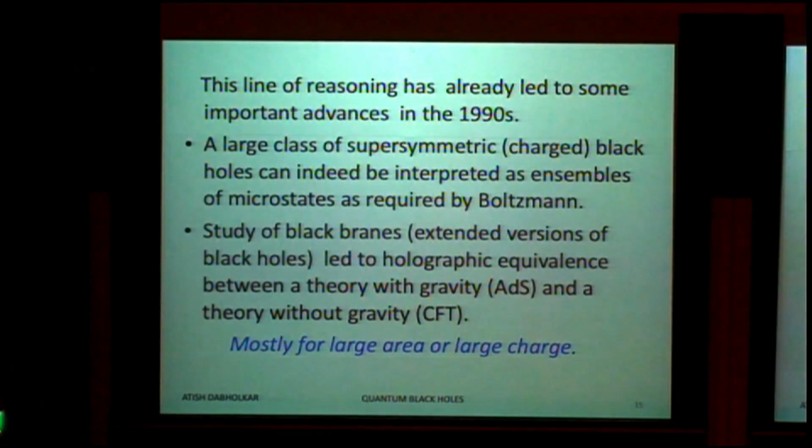People have tried to use this kind of reasoning in the context of black holes. This line of reasoning has already led to some advances in the 1990s, in that a large class of special supersymmetric charged black holes, more like Kerr-Newman black holes in some extremal limit, can be interpreted as ensembles of microstates as required by Boltzmann.